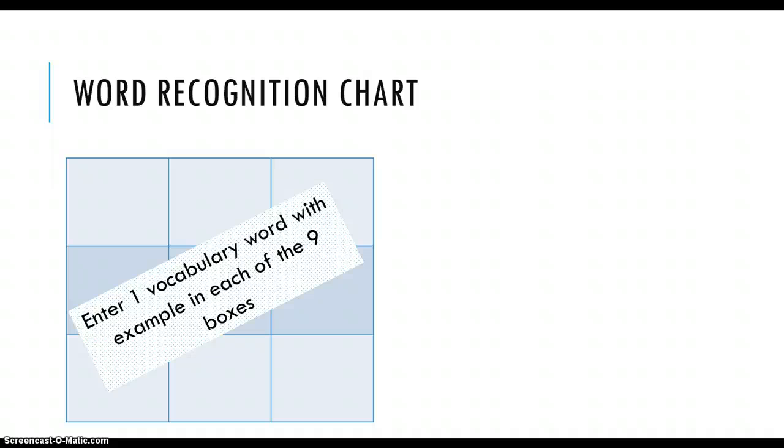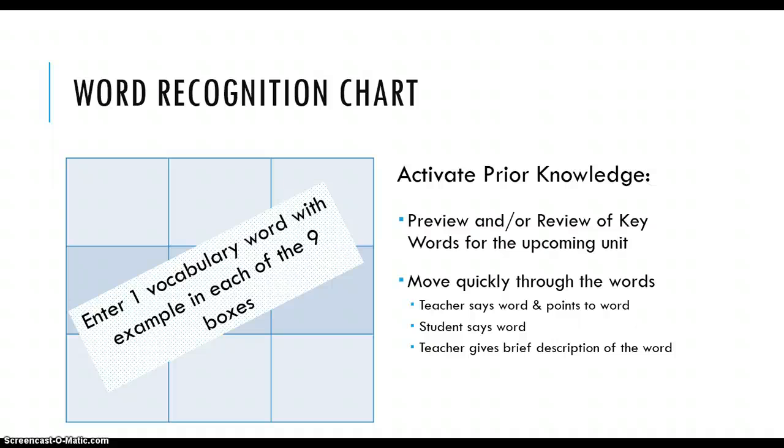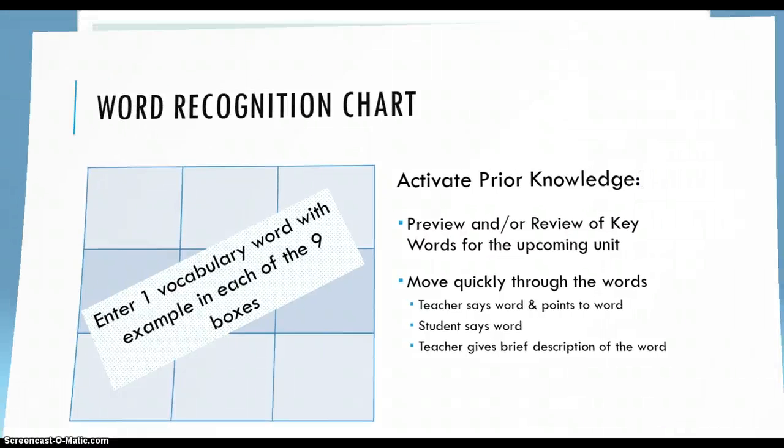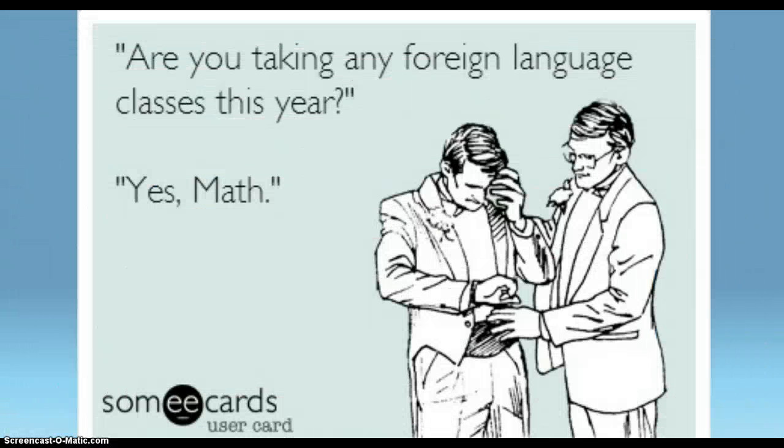When using it to activate the prior knowledge, first you as a teacher will say the word and point to that corresponding word in the box. Second, you'll have the students repeat the word. Then give a brief description of the word. Math is a foreign language to many of our students, so we need to treat it as such. This is why it is so important to have the students repeat the word and have a visual example of the word next to it.